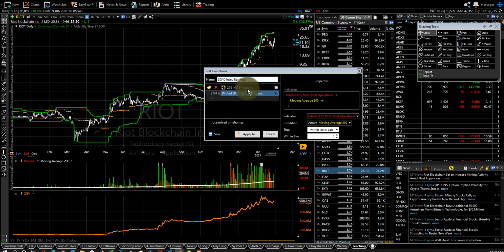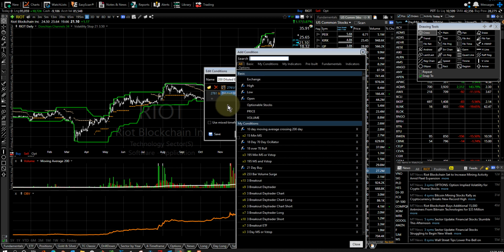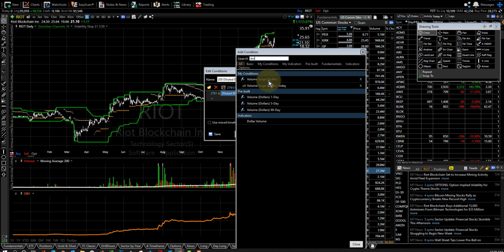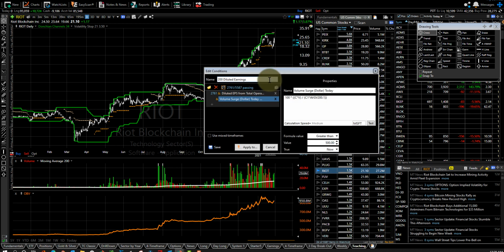Now, what are our other criteria? We want stocks that have a volume spike. So let's look for that. And in TC2000, they have a thing that's already built in called a 5-day volume surge. Now, I wrote volume surge by dollars. And so here's the formula.